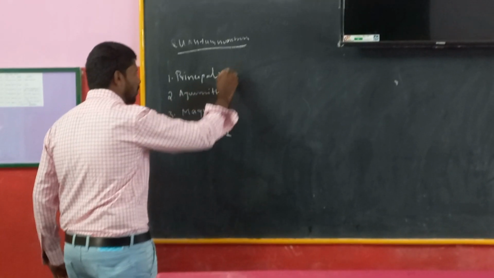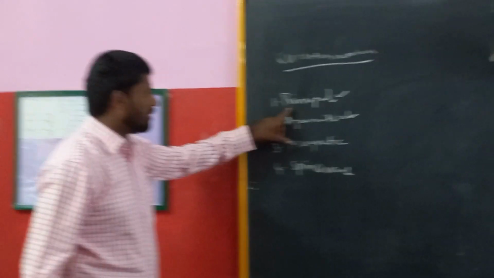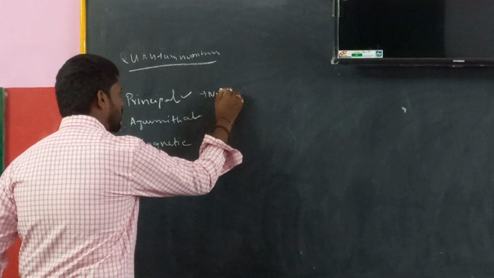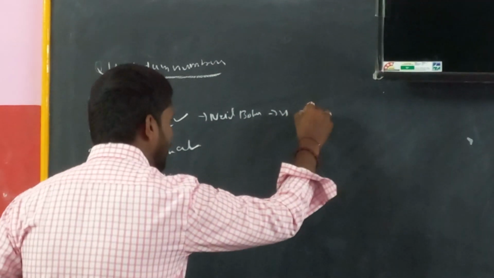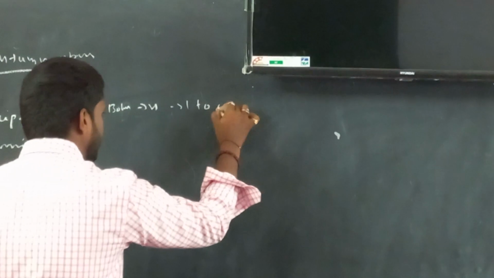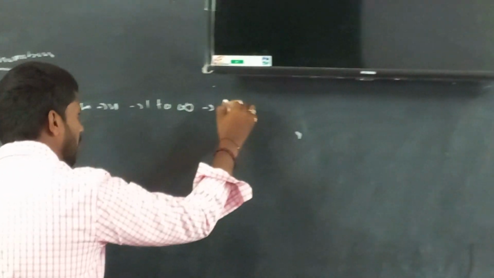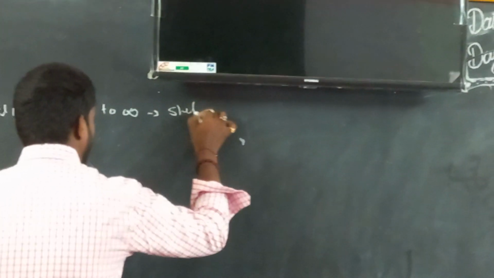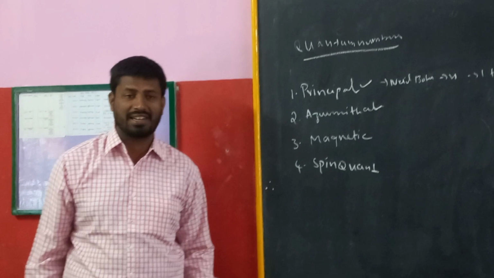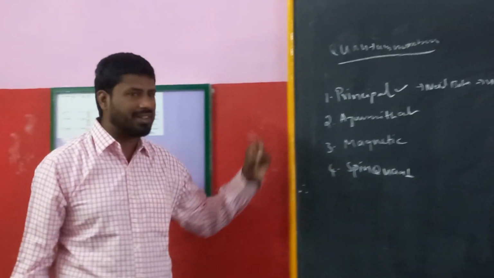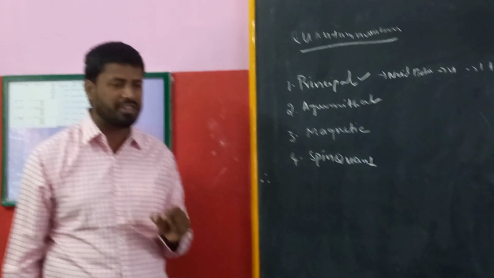Coming to the principal quantum number, it was discovered by Niels Bohr. It is denoted by n. The n value starts from 1 to infinity. It gives the information about shells. If n is equal to 1, it lies in the K shell. If n is equal to 2, it lies in the L shell. It gives the information about the location of the electron, in which shell.